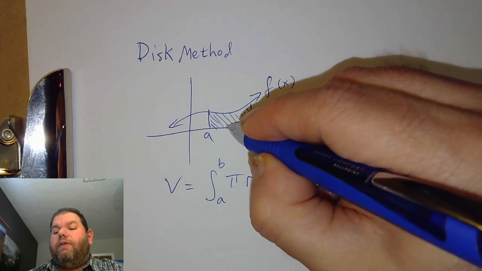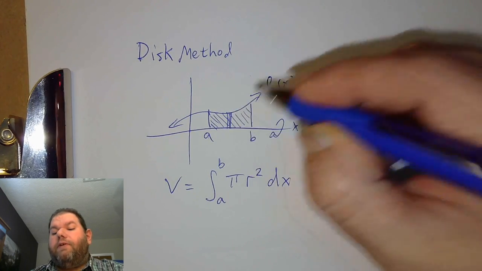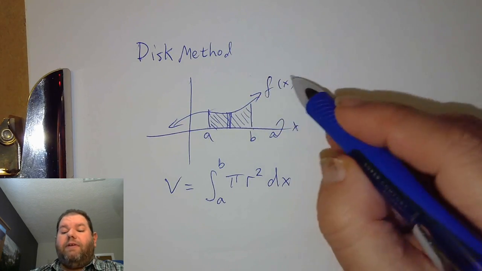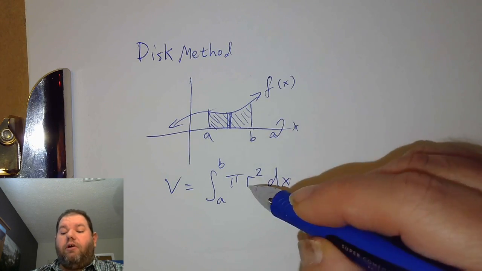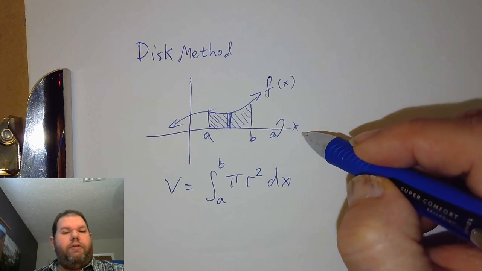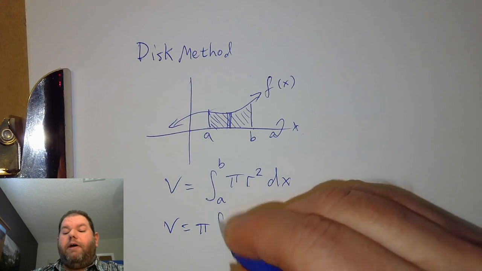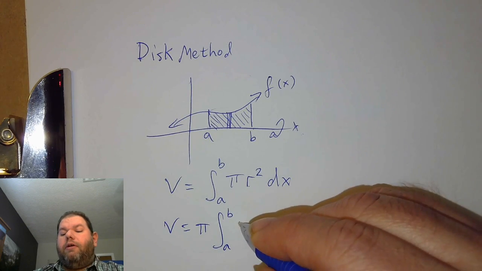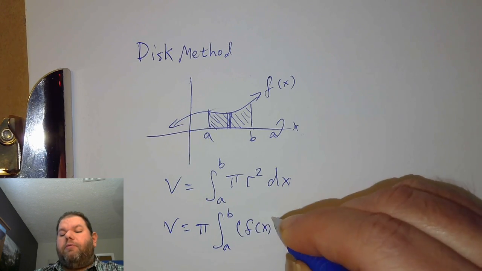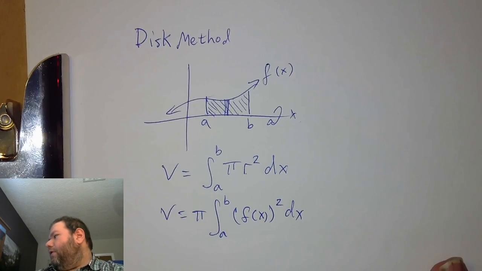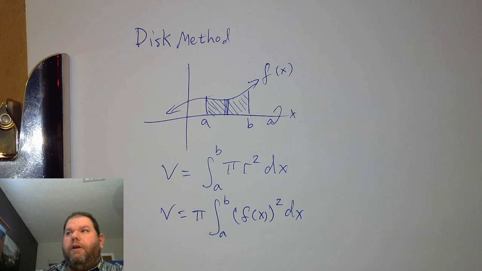And in this case, the radius is the vertical distance from the axis to the function. And r of x is basically the same thing as f of x if it's going around the x-axis like it is here. So we end up with the volume formula of pi times the integral from a to b of f of x, in parentheses, squared dx. And so that's our disk method. Now, in addition to the disk method, we also have what's called the washer method.